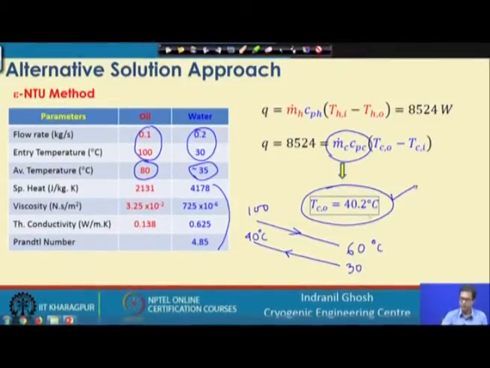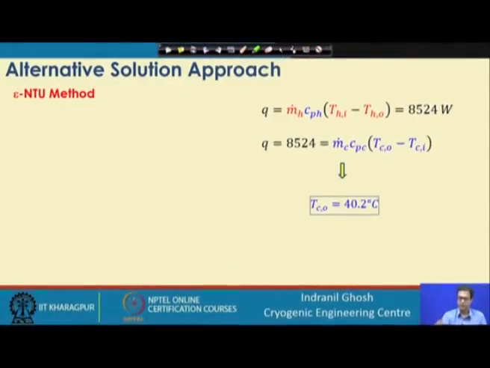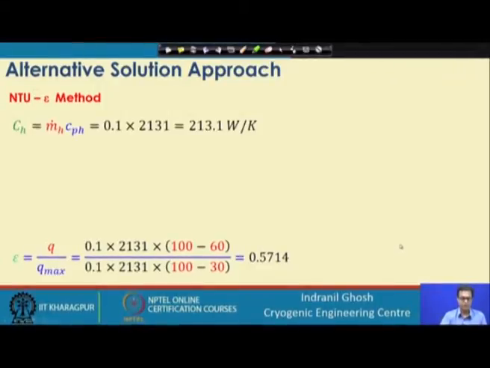Now, based on this temperature, we have all four temperatures known to us, and also we know the flow rate and the Cp. So, based on this information, we can find out the heat capacity of the hot fluid, and that will come out to be 0.1 multiplied by 2131.